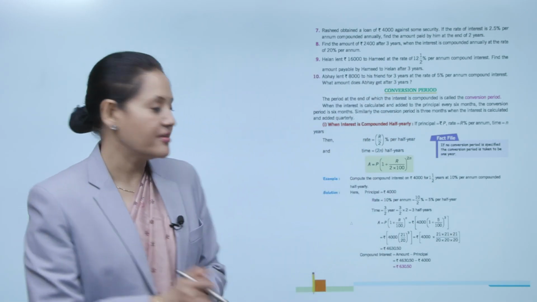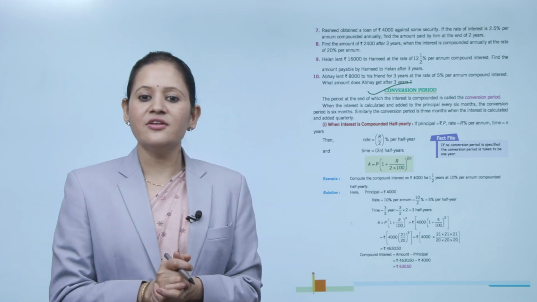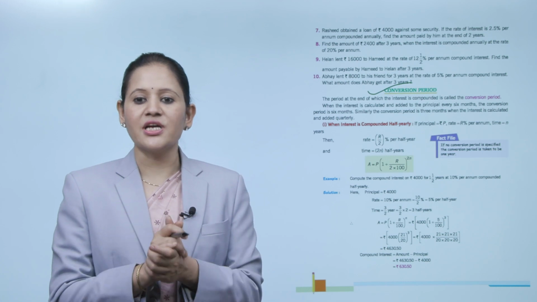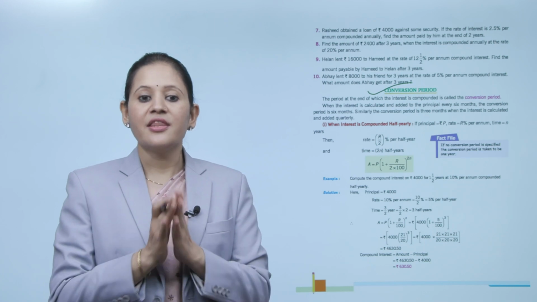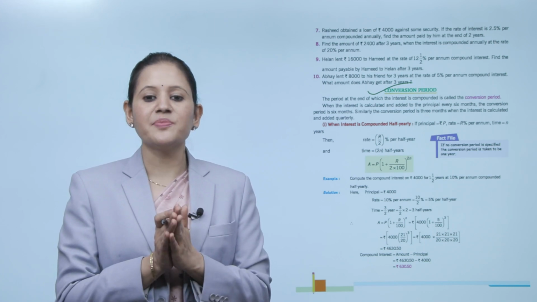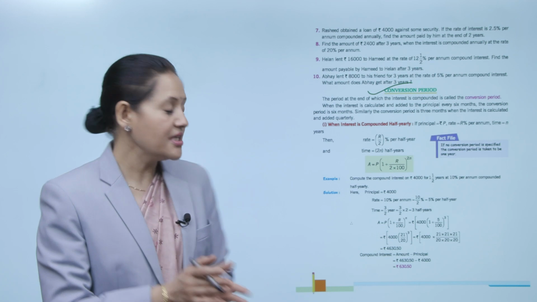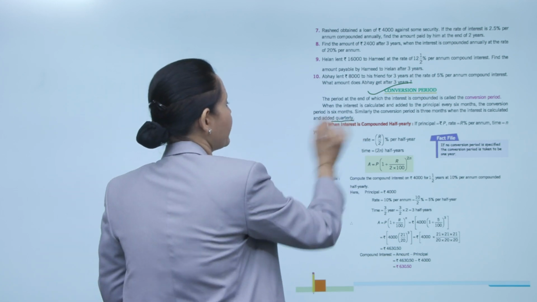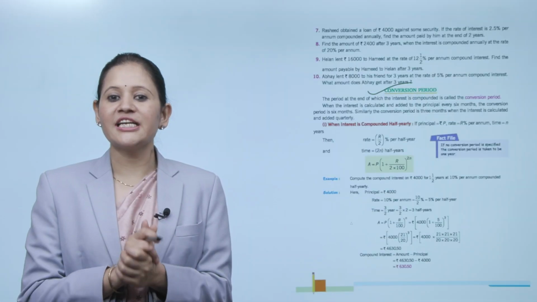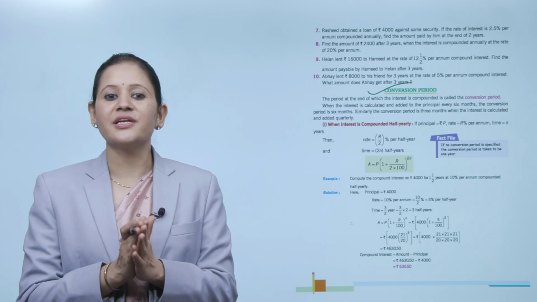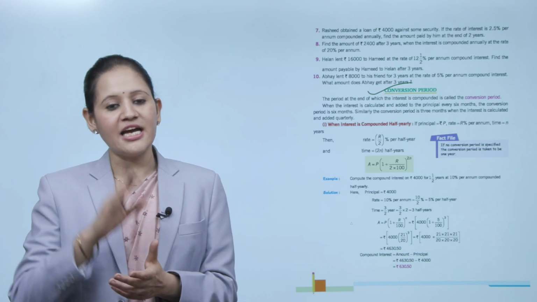Next is conversion period. The period at the end of which the interest is compounded is known as conversion period. When the interest is calculated and added to the principal every 6 months, the conversion period is 6 months. Similarly, the conversion period is 3 months when the interest is calculated and added quarterly. Means after 3 months, so quarterly. 6 months means 2 times in a year. Clear?